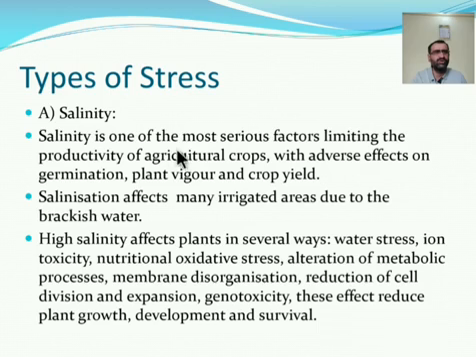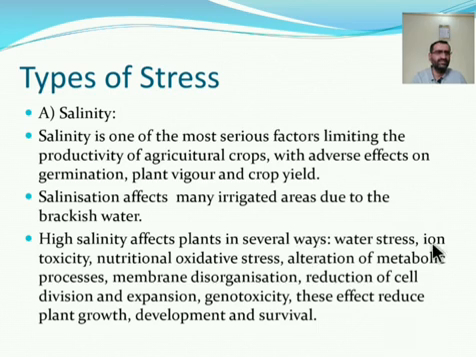Salinity is one of the most serious factors limiting the productivity of agricultural crops, and it adversely affects germination, plant vigor and crop yield. Salinization affects many irrigated areas due to brackish water. High salinity affects the plant in several ways. Okay, there are different ways.